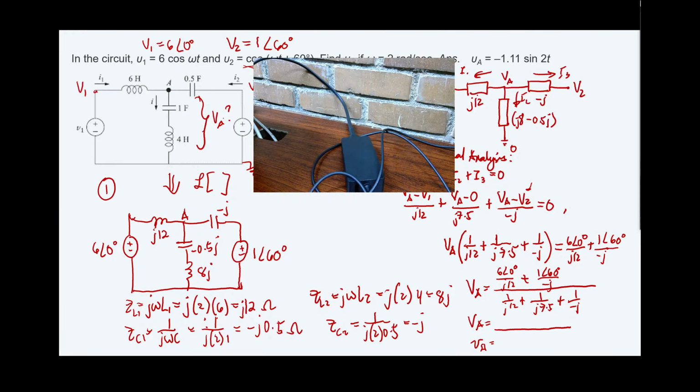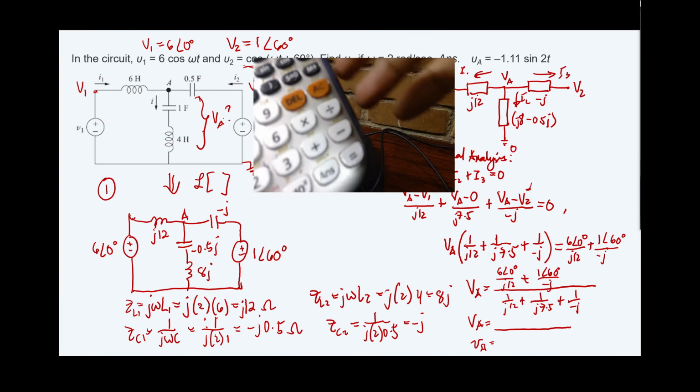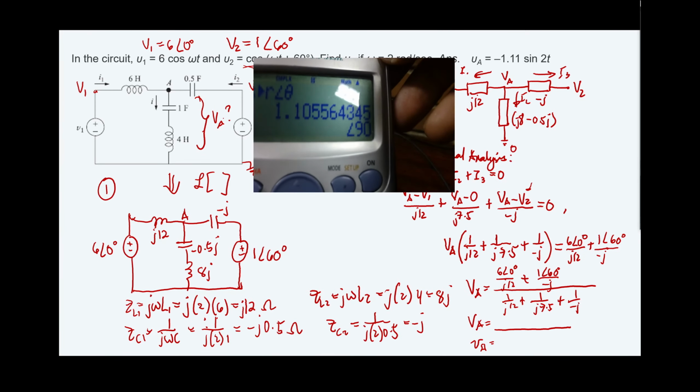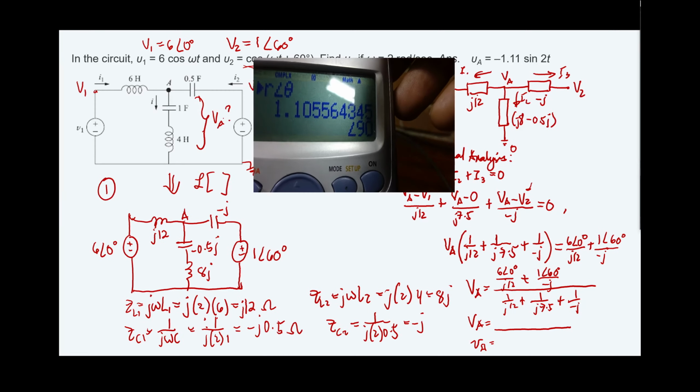Sorry, I'm in radian mode, so that's why. So be careful with your radian mode. Okay, so I'm done with the calculator. So you can see here the value is 1.1055, or basically the answer is 1.11 sine 2t.